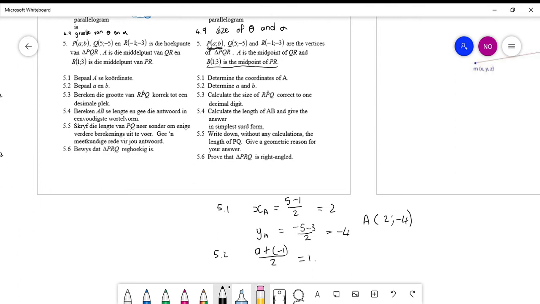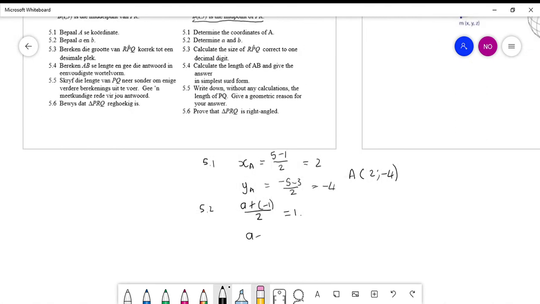Because the x value of P, which is A, plus the x value of R, divided by 2, must give me the x value of the midpoint. Do you guys see that? The x value of the one plus the x value of the other one divided by 2 must give me the x value of the midpoint. So now I times by 2 on both sides. So then I have A minus 1 is equal to 2. So A is equal to 3. Yeah? Do B as well.